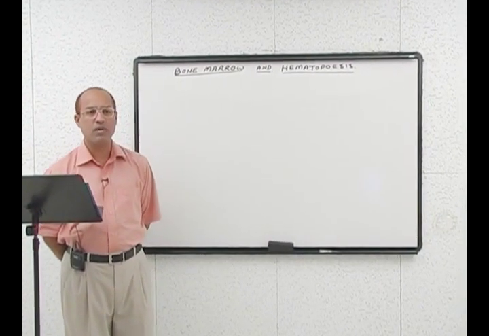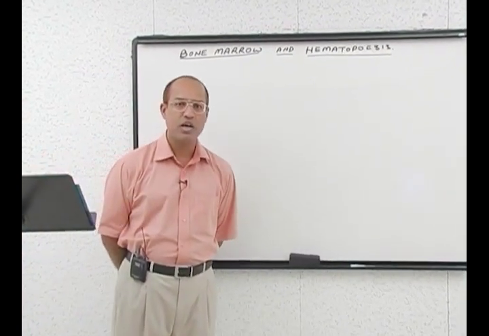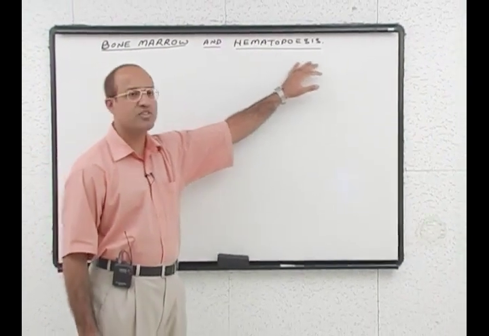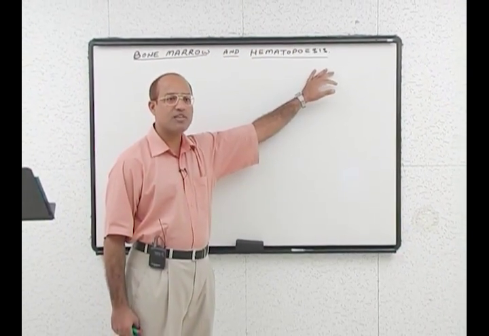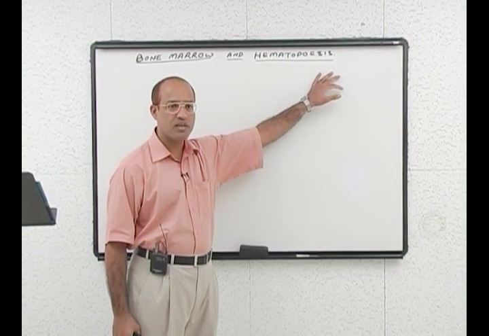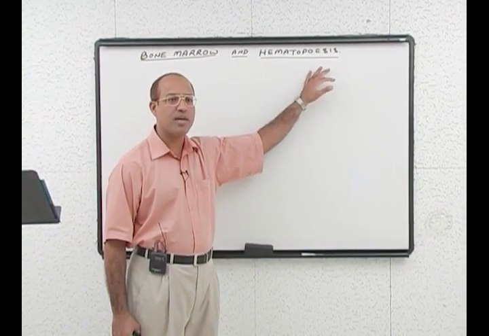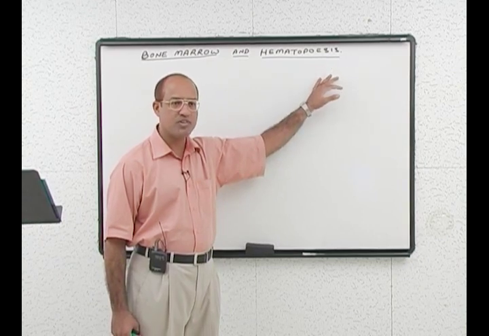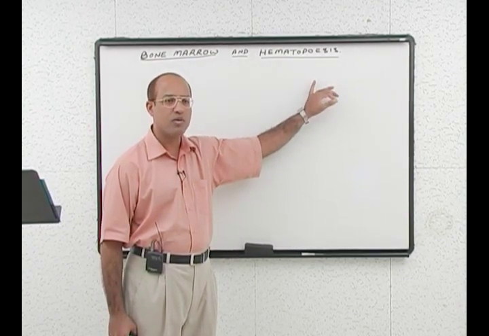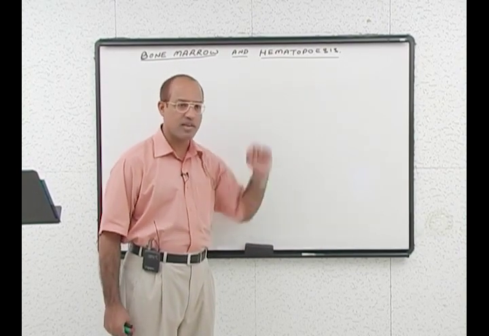Today we will be talking about hematopoiesis and the role of bone marrow in that. The process of hematopoiesis means the process by which blood cells are made, right? Hematopoiesis means the process by which we make RBCs, WBCs and platelets, that is, how we make red blood cells, white blood cells and platelets.